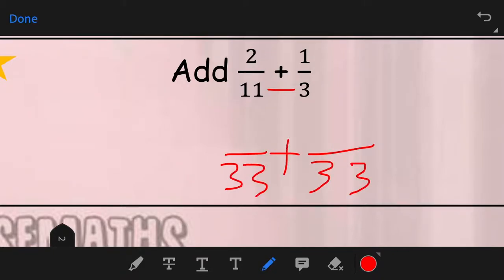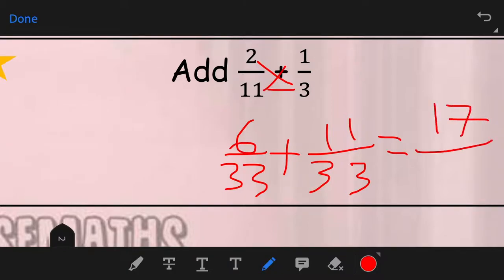Once I've done that, it's still an add question. I cross multiply. 2 times 3 is 6 on the top of the left. 11 times 1 is 11 on the top of the right. 6 plus 11 is 17, all over 33. That can't be simplified, so that's your final answer.